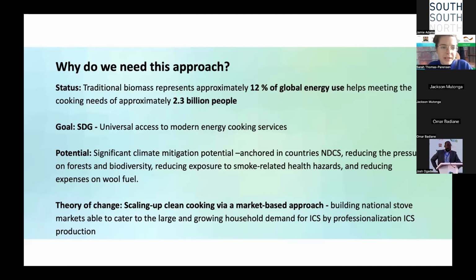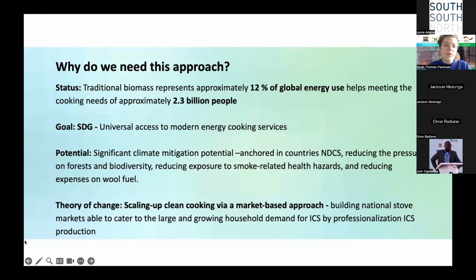So basically, the first question that comes to mind is, why do we need this approach? Why is this important? And to also provide a bit of background on this, generally, I think everyone working in the cooking sector already knows this. Around 12% of the global energy use is traditional biomass, and still 2.3 billion people are cooking with traditional biomass. The goal of us all is to reach the SDGs, so the universal access to modern energy cooking services for all. Apart from this, this also has huge potential for climate mitigation, since cooking is anchored in around 30 countries' NDCs at the moment. It reduces the pressure on forests and improves biodiversity, reduces health hazards, and also reduces the expenses on wood fuel use.